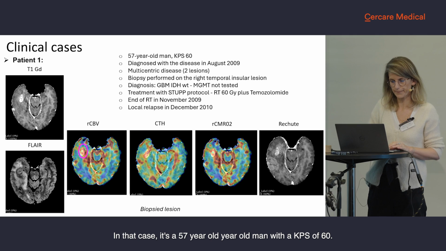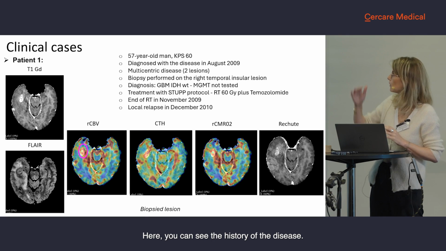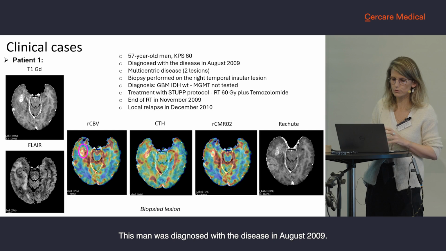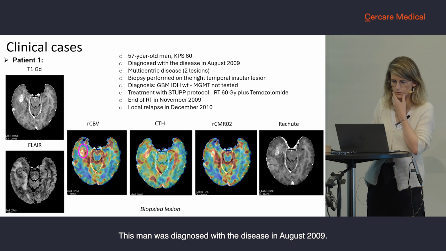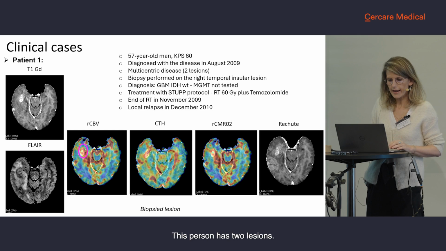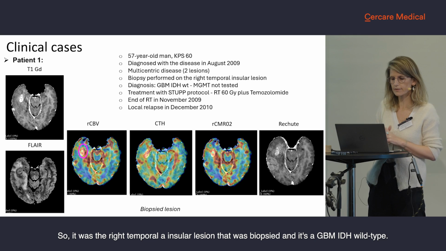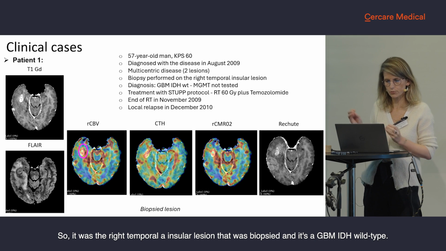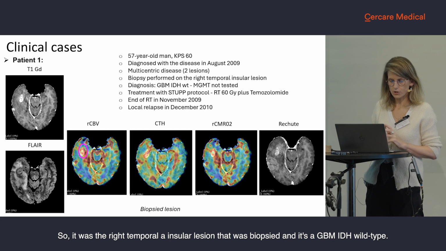So in that case, it's a 57-year-old man with a KPS of 60. You can see here all the history of the disease. This man was diagnosed with the disease in August 29. He has 2 lesions and only one, the right temporal insular lesion, was biopsied. And it's a GBM, IDH wild type.